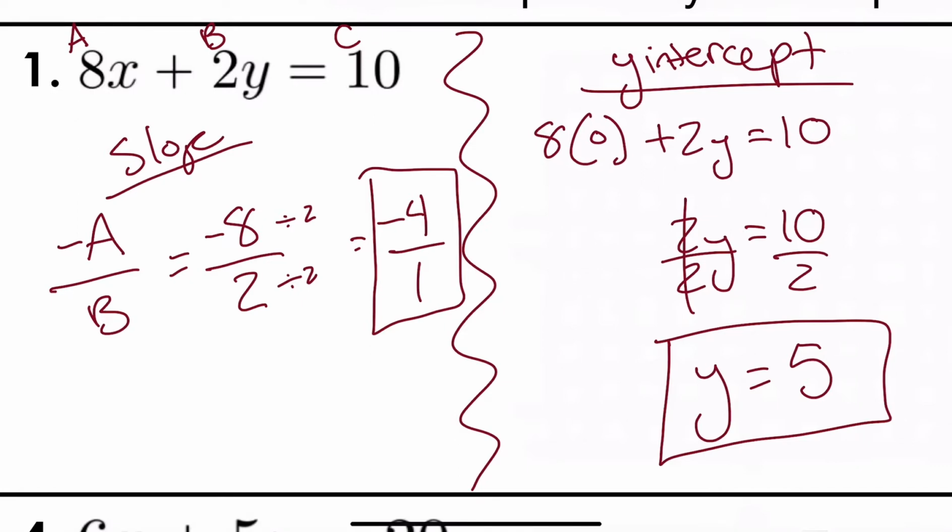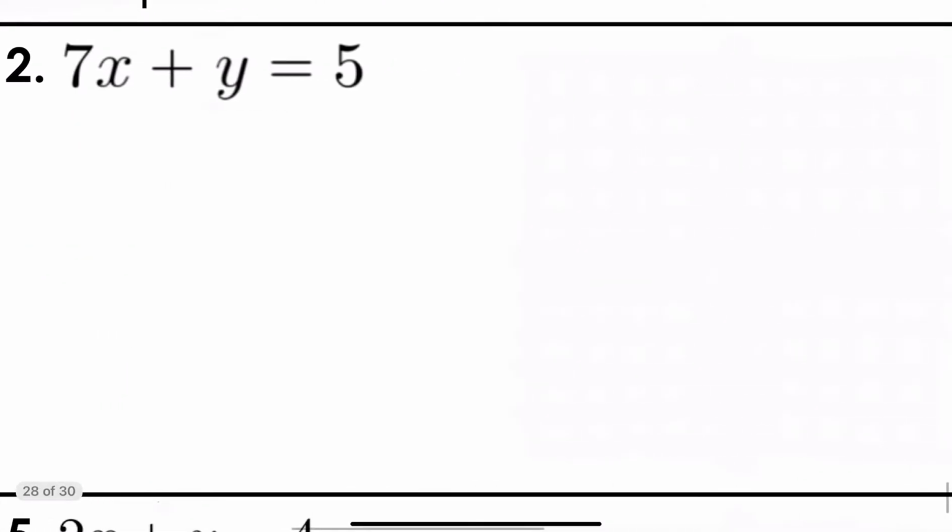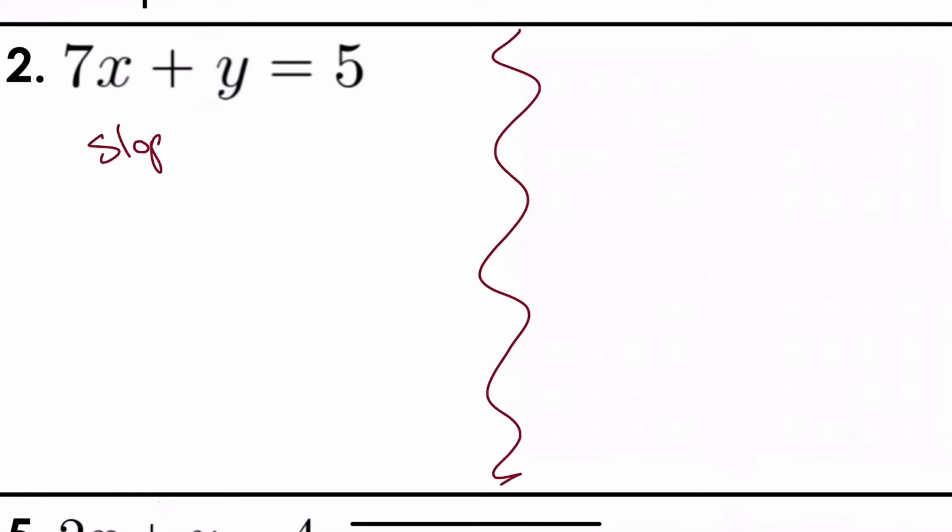Okay, let's take a look at number 2. All right, I still want to find my slope and my y-intercept. Okay, so I'm going to label these. I got A, B, and C.